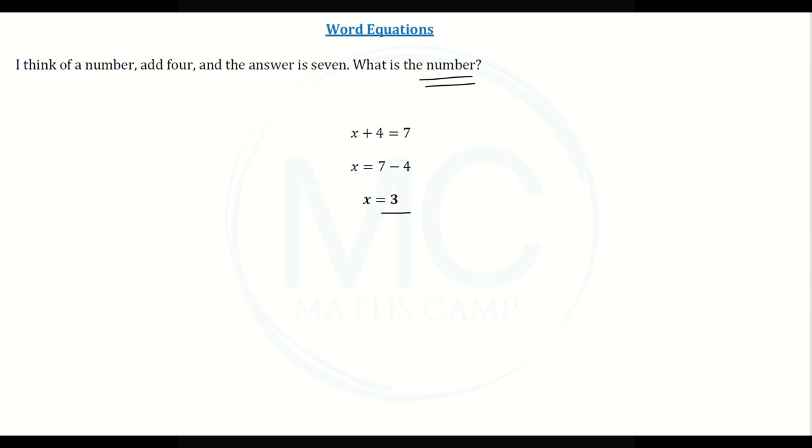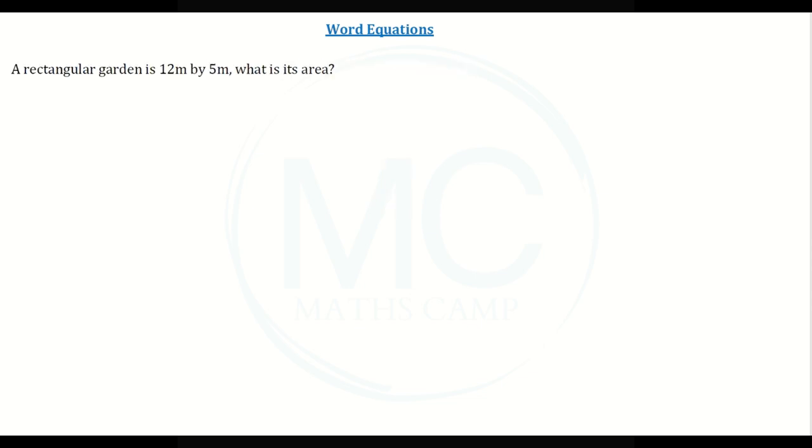Let's do another one. A rectangular garden is 12 meters by 5 meters. What is its area? The first thing we need to focus on is area. The area of a rectangle is found by multiplying the length times the breadth. Length is greater than breadth. So in this case, we can say the length is 12. So I can say L will be equal to 12. And the breadth is 5. So I can say B is equal to 5.